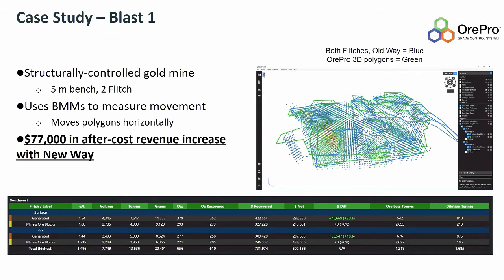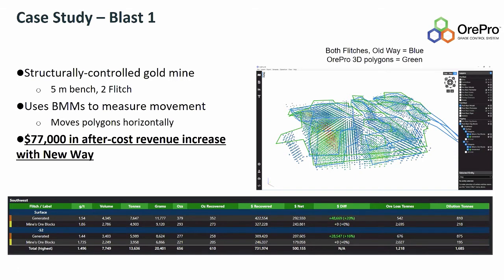So the first case study is gold, 5-meter bench, 2 flitches. They used BMMs to get accurate measurements. The difference between their horizontally slid grade control polygons and the optimized polygons, $77,000 after cost. So that's after the cost of process. And you can see over on the right, I know that the writing's kind of small. For each, what we would call a layer, so it would be like your polygons on your top flitch, your polygons on your bottom flitch, we give you the grade, tons, volume, the dollars that are inside of those polygons, as well as the recovered dollars, and then the net.